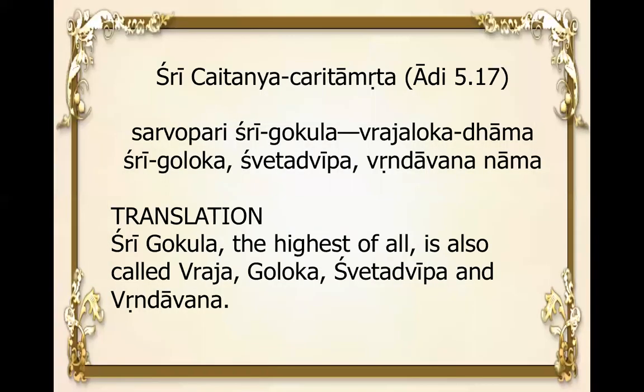So in the Chaitanya Charitamrita, it explains: Sri Rupa Sanatana Bhattarkunam, Sarvopari Sri Gokula Vrajaloka Dhama, Sri Goloka Shvetadvipa Vrindavananam. Sri Gokul is the highest of all. It's also called Braja, Golok, Shwetadvip, and Vrindavan. That's just describing the highest.